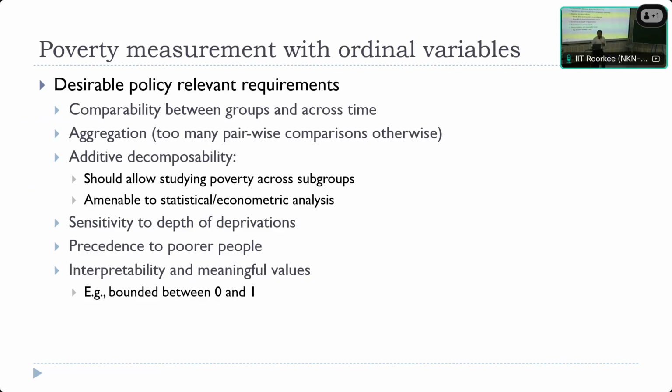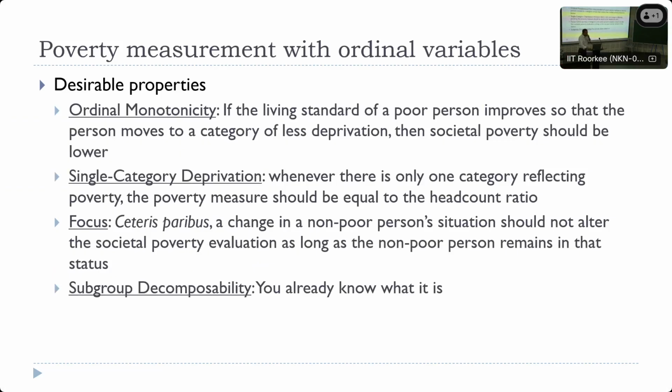Okay. So in the paper, we said, let's make sure that the poverty measure, besides other utility properties, satisfies 3 key properties which are very crucial in the realm of ordinal variables. So the first one is called ordinal monotonicity. Do you remember what the monotonicity property was from yesterday in poverty? Can anyone remember?